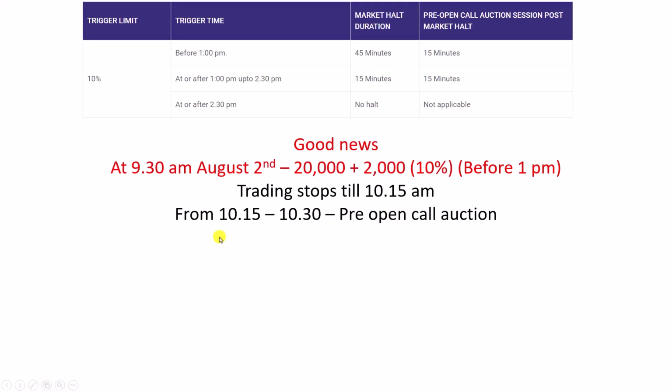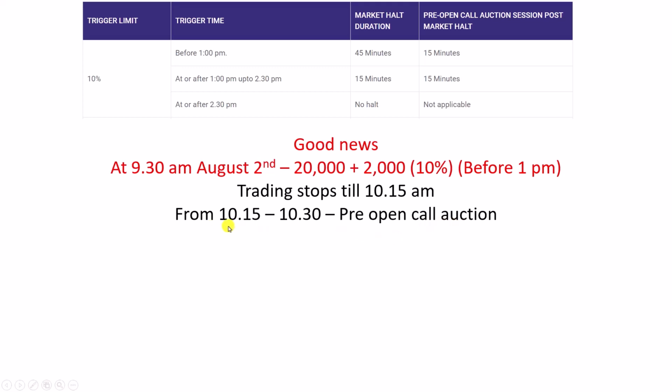Then from 10:15 a.m. till 10:30 a.m. there will be a pre-open call auction. Meaning, see, at 9:15 a.m. the market opens for retail traders, but the market will be open before 9:15 too, and we call it as pre-market session. So the same thing will happen.